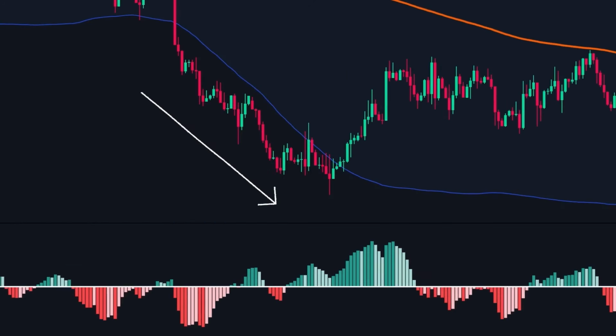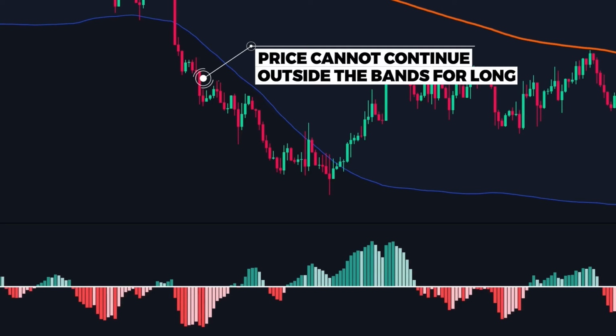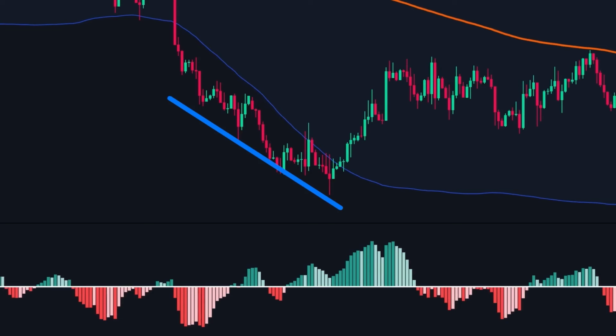At first, we saw a strong down move that kept the price below the lower band for an extended period. Because the price cannot continue outside the bands for long, we expect an upward reversal. Towards the end of the move, we can see that the price was continually making lower lows, but the MACD histogram was projecting higher lows.